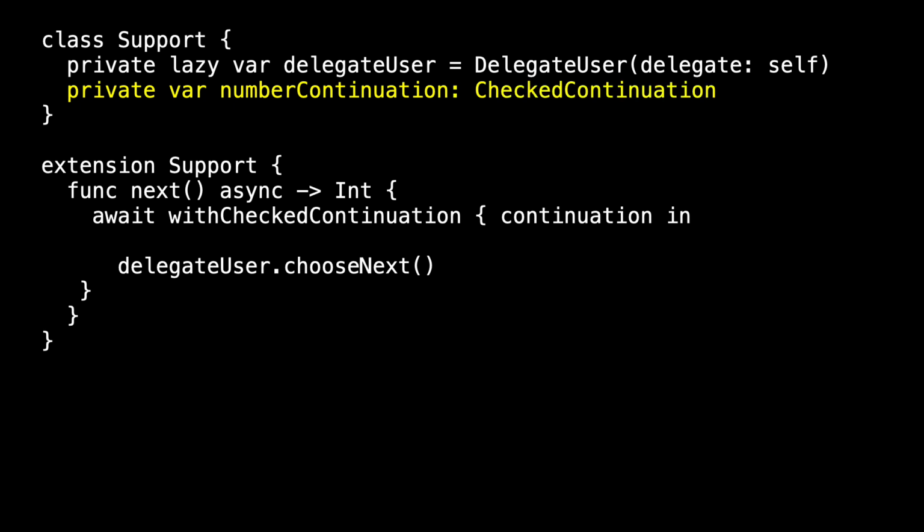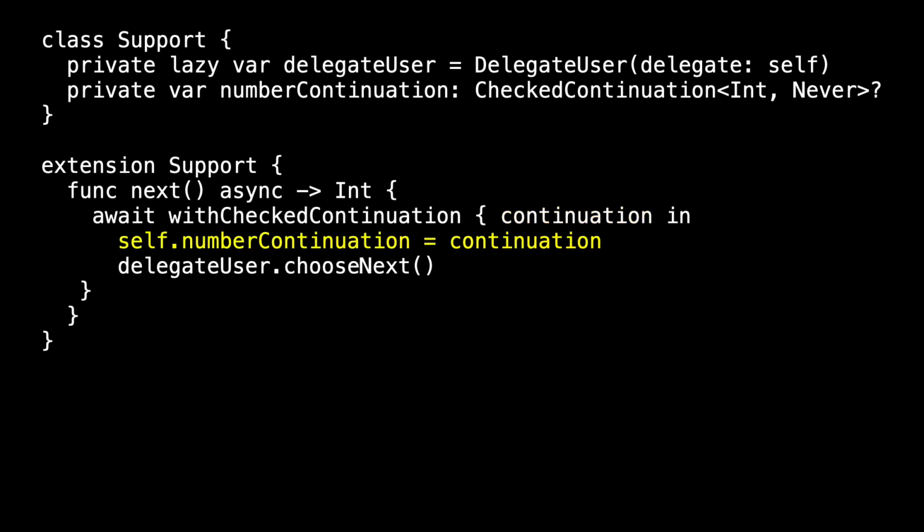It is of type CheckedContinuation, and you just can't create a CheckedContinuation. It's got to be a CheckedContinuation of something. This is a CheckedContinuation of Ints that never fails. I make it optional so that it's initialized to nil, and then we can set it inside of our closure using the continuation that's provided. And so our numberContinuation equals the continuation that's provided.